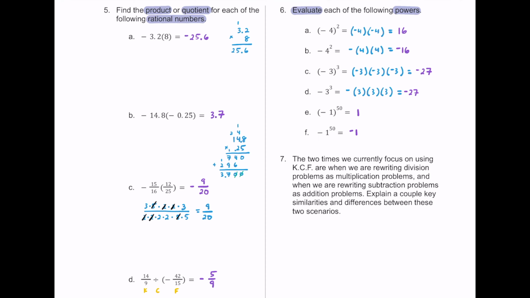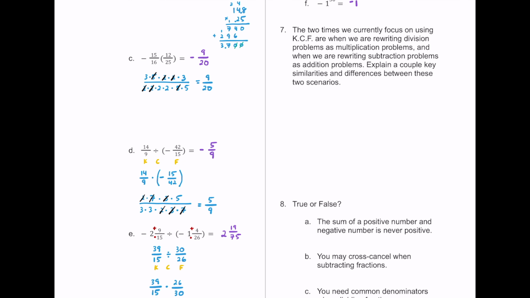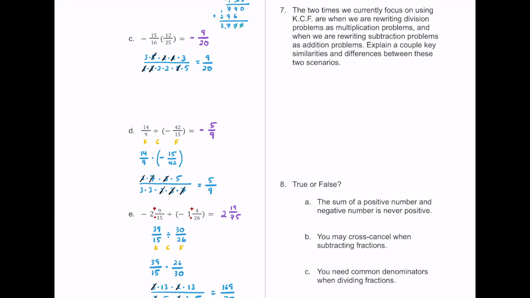So hopefully that makes sense, but we wouldn't want to have to write all those out if we don't have to. Here's number 7. The 2 times we currently focus on using KCF, keep, change, flip, which is really just adding the opposite or multiplying by the reciprocal, are when we are rewriting division problems as multiplication problems, as well as when we are rewriting subtraction problems as addition problems. Those are the 2 main times we do them. You can go the other way as well, just not usually as useful.